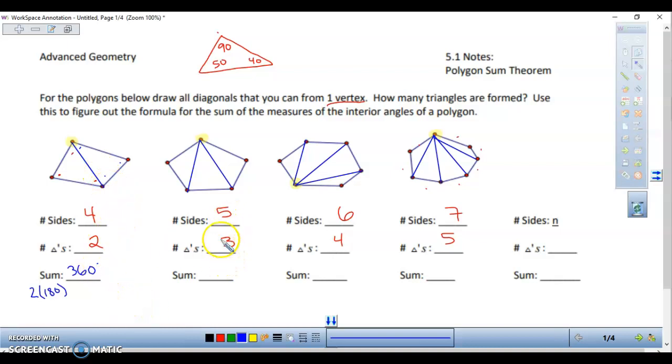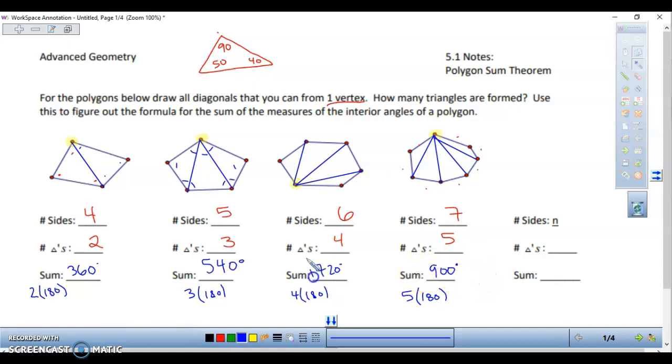In this case, I cut it into 3 triangles. If each triangle has 180 degrees of interior angles, and all of these angles make up the interior angles of the pentagon, I'm simply going to do 3 times 180, which is 540 degrees. So all the angles inside of a pentagon will always add to 540 degrees. Hexagon: I was able to divide it into 4 triangles, so 4 times 180 gives me 720 degrees. And a heptagon I was able to divide into 5 triangles, and 5 times 180 is 900 degrees.